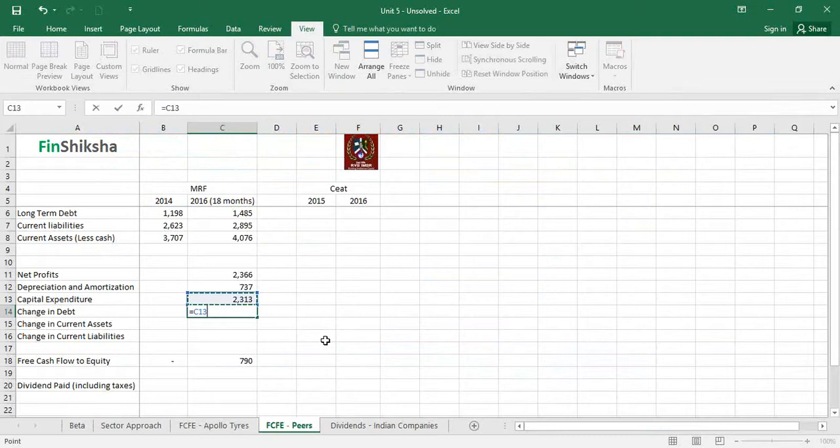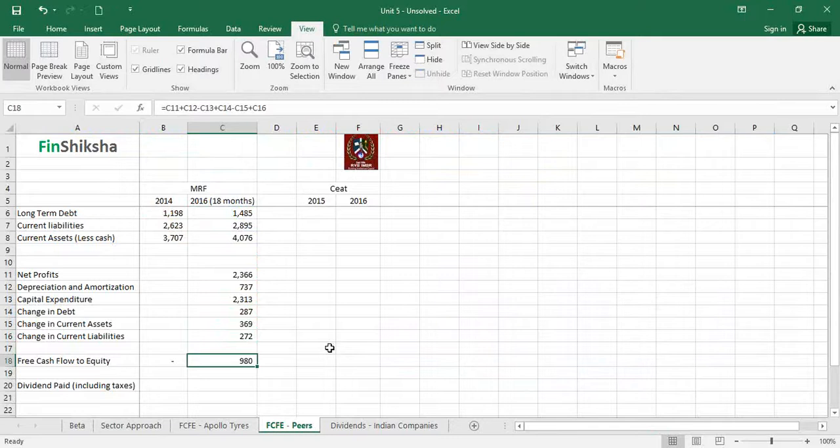Change in debt is calculated from here. That's this year's number minus the previous year number. Similarly, change in current assets is 4076 minus 3707. Change in current liabilities is 2895 minus 2623. That gives me a free cash flow to equity of 980 crores, right?